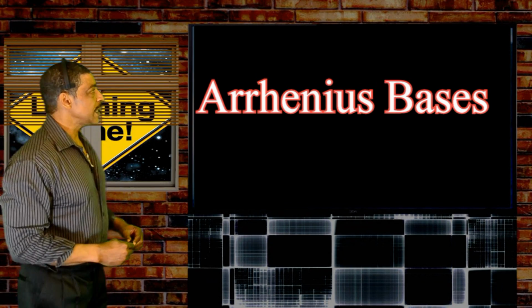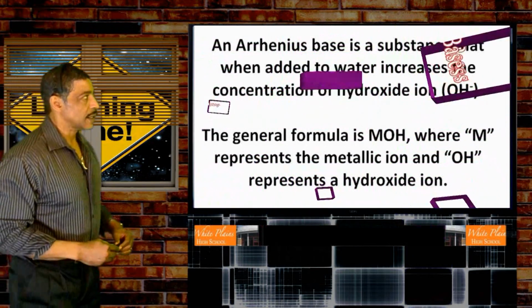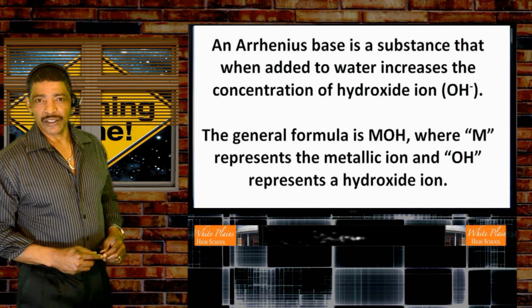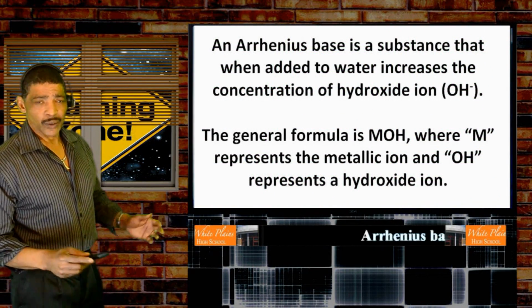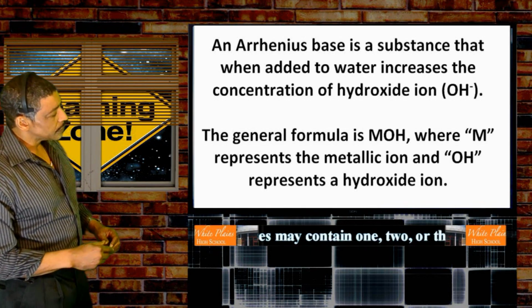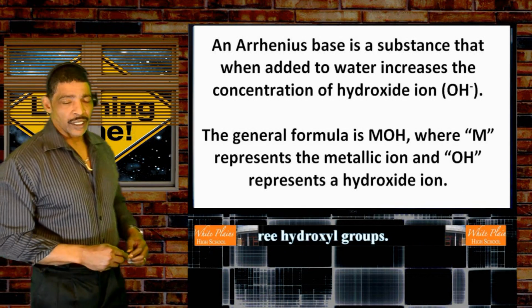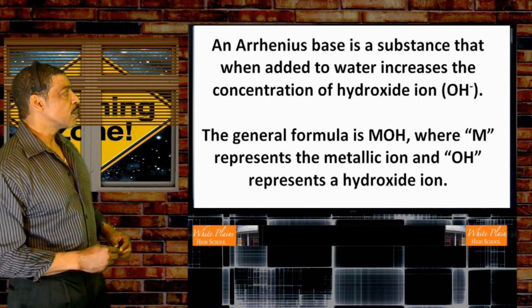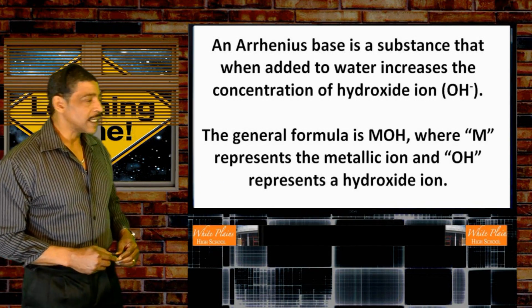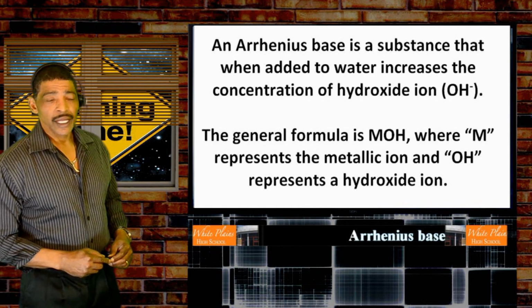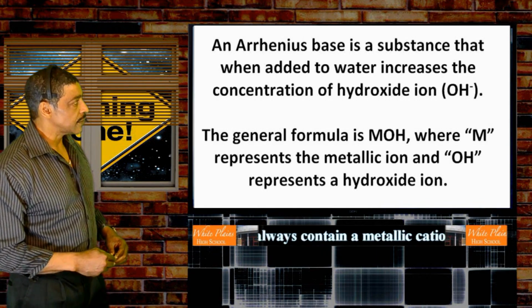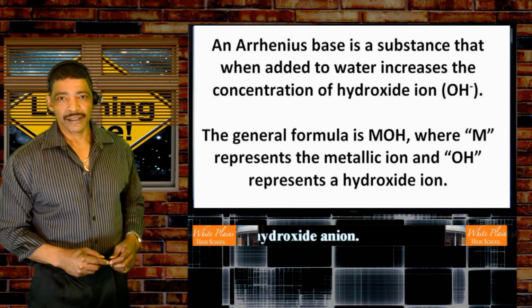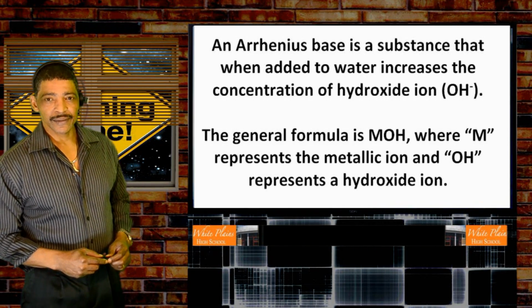Now for Arrhenius bases. An Arrhenius base is a substance that increases the concentration of hydroxide ion when added to water. The general formula for an Arrhenius base is MOH, where M represents the metallic ion found in the molecule and OH represents the hydroxide ion found in the molecule.